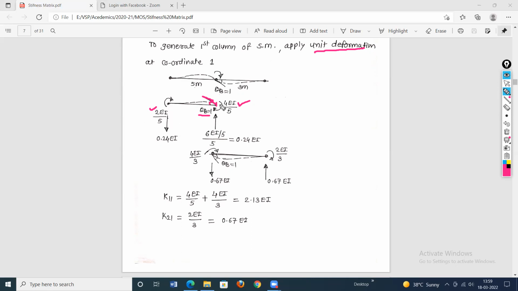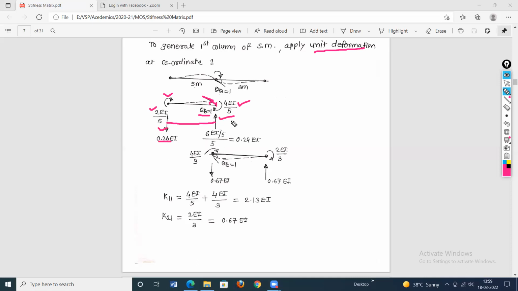Both are clockwise in nature. Now this will produce an anti-clockwise couple. Two forces will be generated at the ends for equilibrium purposes, for balancing purposes. This is called a balancing couple. Whatever moments develop at the ends are clockwise, and therefore the balancing couple is in an anti-clockwise direction. So this force will be in a downward direction, and this force will be in the upward direction.